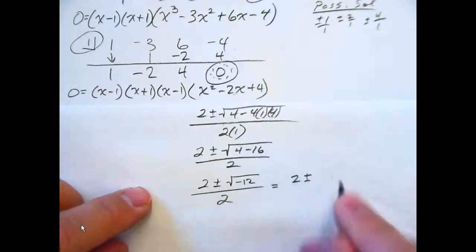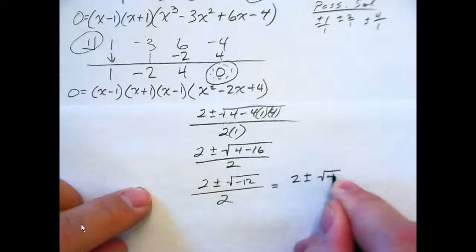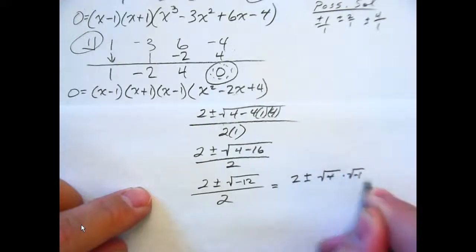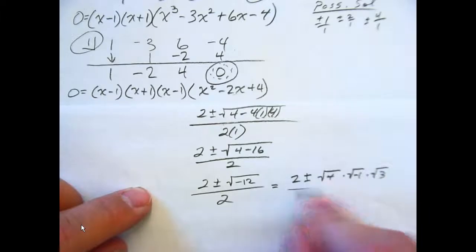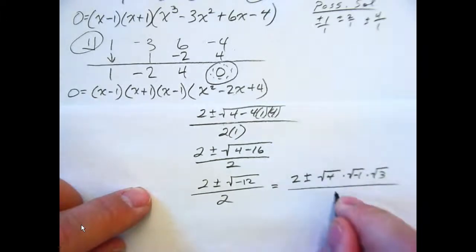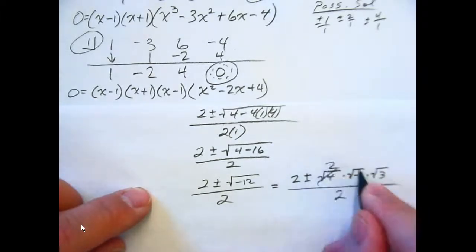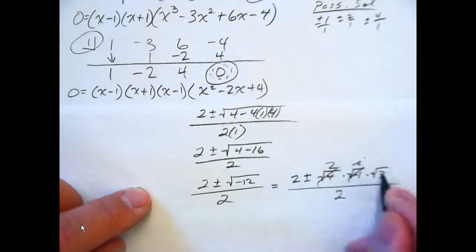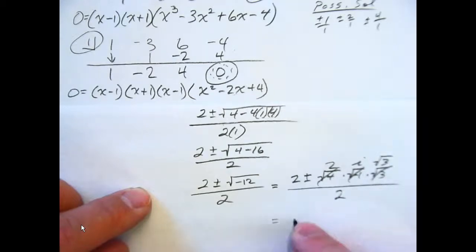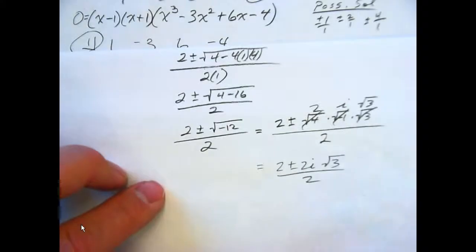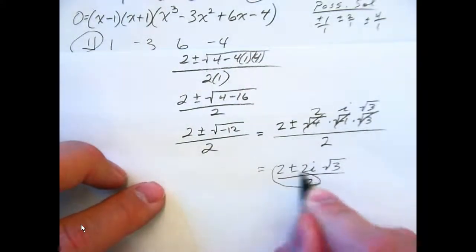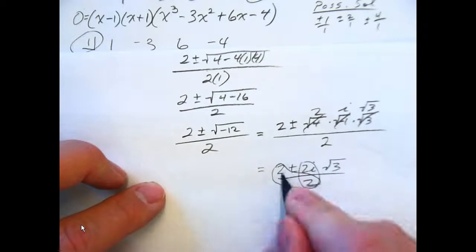2 plus minus root 4 by root negative 1 by root 3. That makes root negative 12. So this is 2. This is i. This is root 3. Yeah, so we call it 2 plus minus 2i root 3, all over 2. Are we done simplifying? No, you gotta add it. 2 and 2. This cancels.